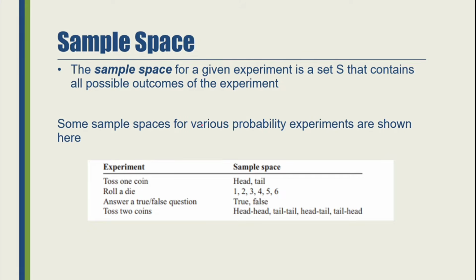The roll of a die: that is 1, 2, 3, 4, 5, and 6. Answer a true-false question: the sample space should be true or false. In tossing two coins, the sample space could be head-head, head-tail, tail-head, or tail-tail. So those are the examples of sample spaces.